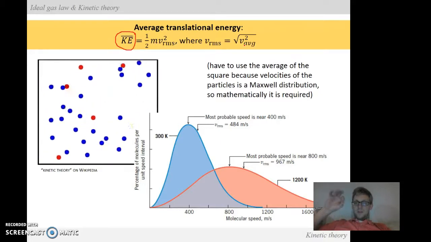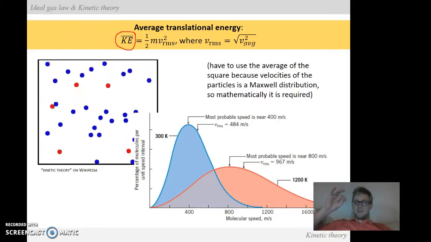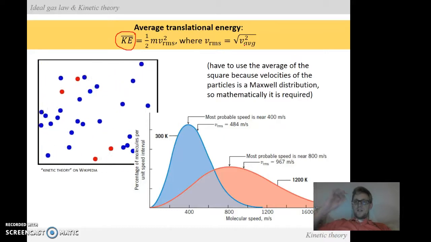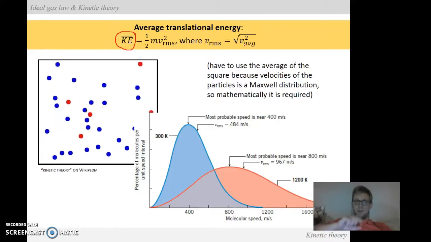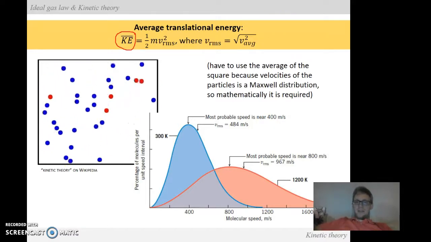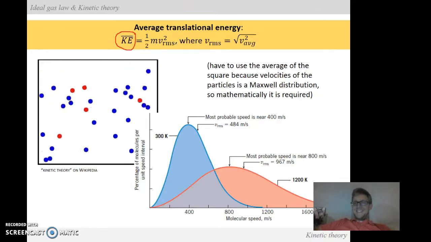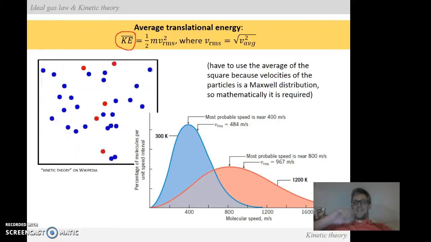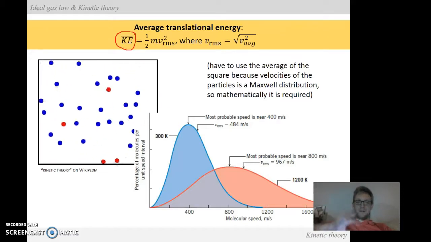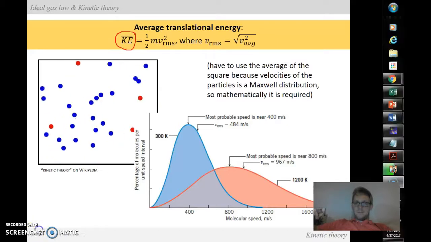So a little confusing there, but again, the VRMS is directly related to the square of the average velocity of all of the particles in the system. And we have to use this VRMS because of the velocity distribution of the particles in the system. This chart represents the speed, or velocity distribution, of the particles at different temperatures.